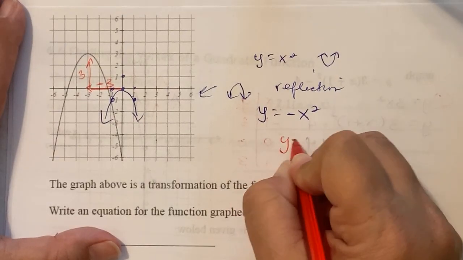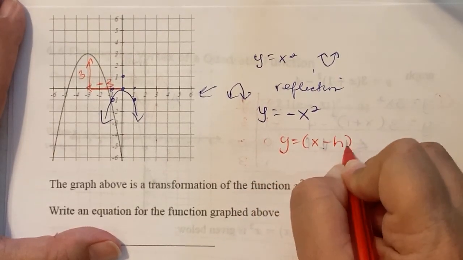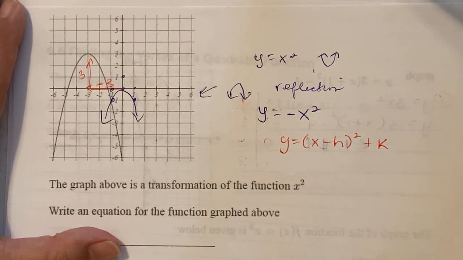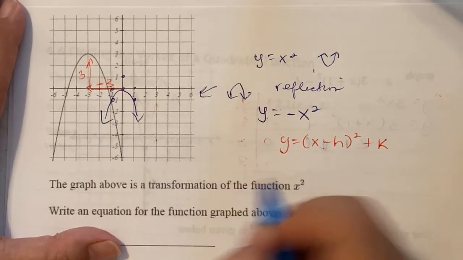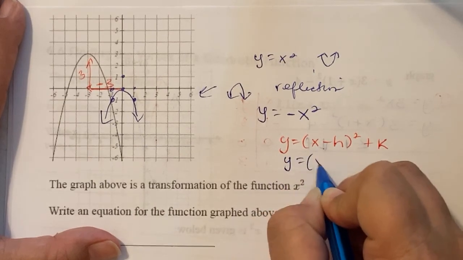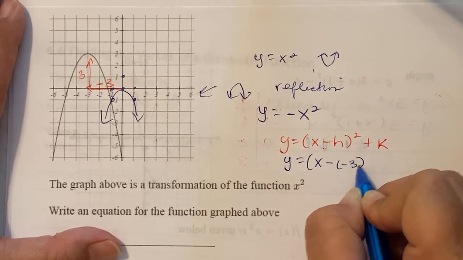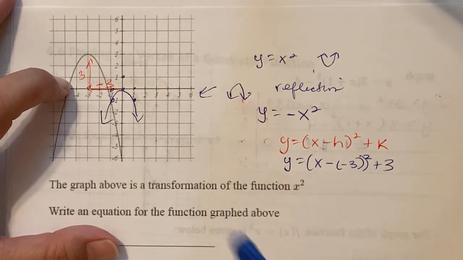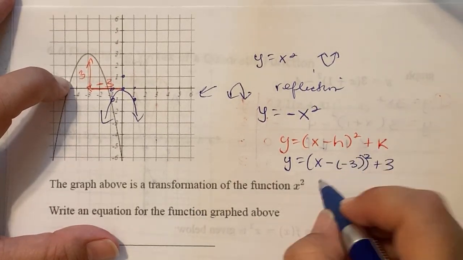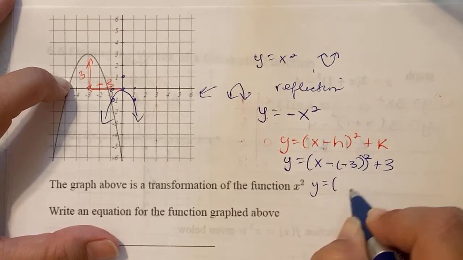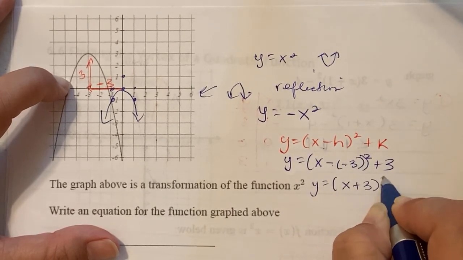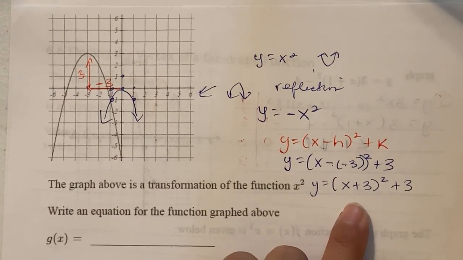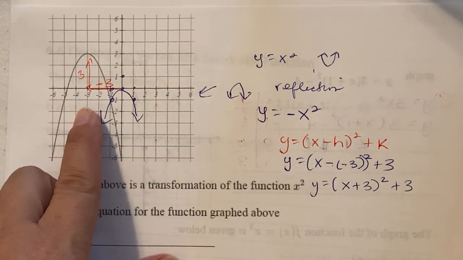So if we have y equals x minus h squared plus k as our vertex equation, we're going to the left 3 units, so I'm going to write y equals x minus a minus 3 squared plus 3. Well, minus means plus, so x plus 3 squared plus 3. Remember, if I'm positive on the inside, I come out negative on the outside.